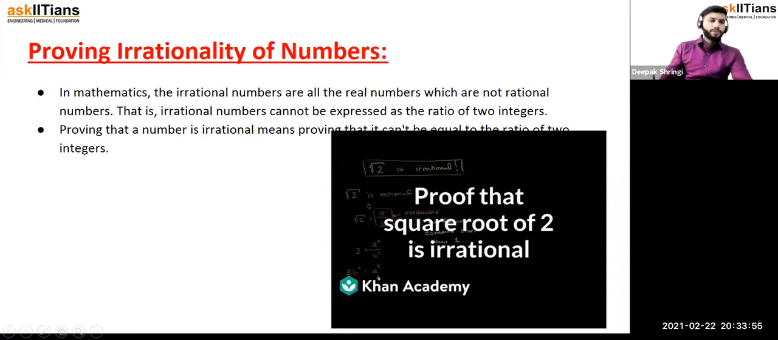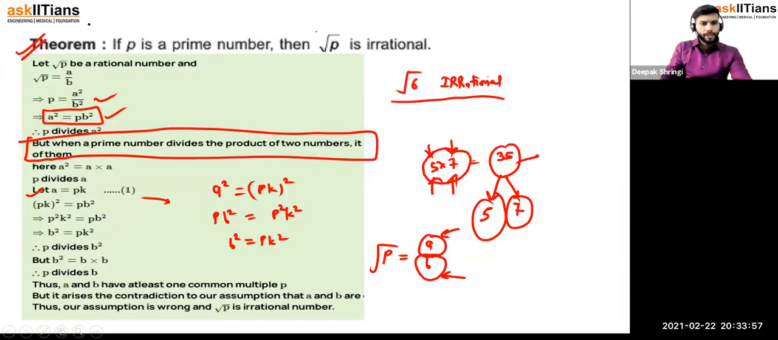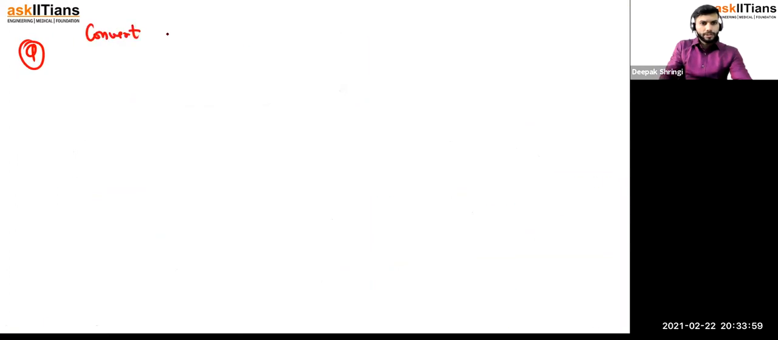Yeah, so guys, convert into which form? Fractional form, right? Fractional form. Let's start with the first question.